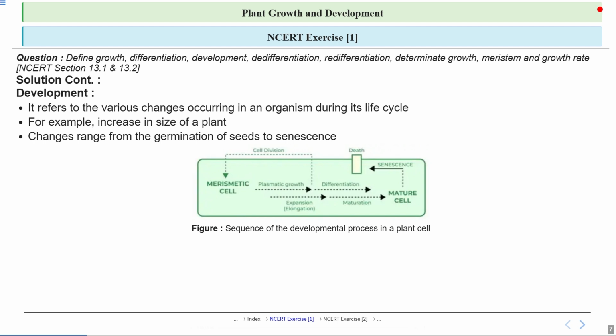During development it undergoes differentiation, de-differentiation, and redifferentiation. We will study them one by one. First, development. Talking about development in broad aspect, it refers to the various changes occurring in an organism during its life cycle. If you talk about an example, then increase in the size and shape of a plant is an example of development. Here, change ranges from the germination of seeds to senescence.